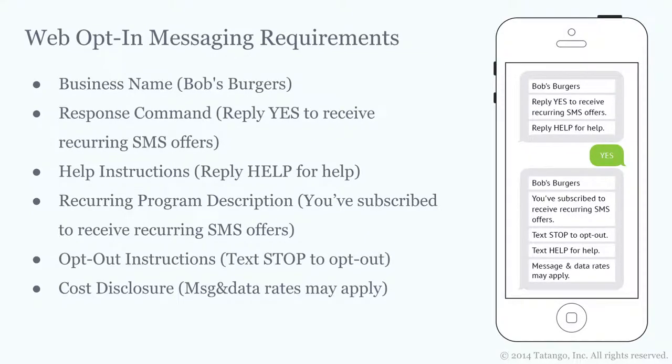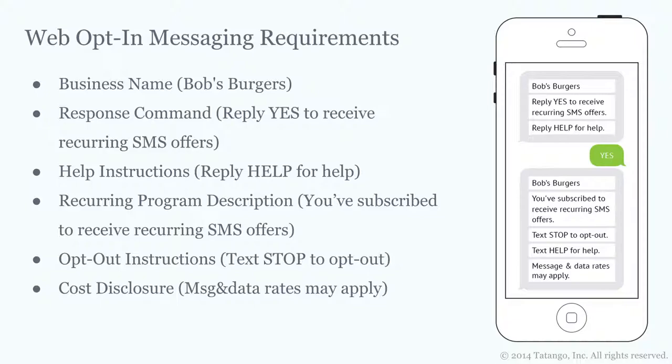Okay, now we're on to the second one. The web opt-in. This is when someone types in their phone number in a point-of-sale system or a website. And as you can see, the message flow is different. The reason is that instead of someone taking out their phone and interacting with your campaign, they're first interacting through a website or point of sale.